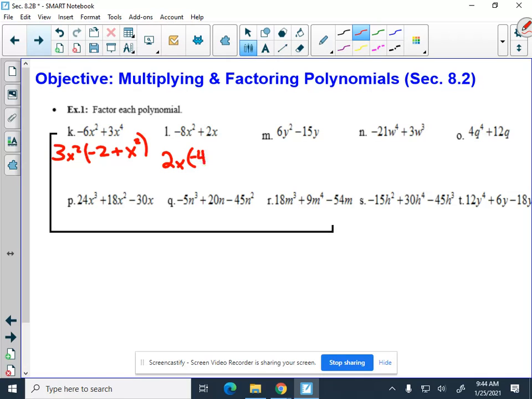2x times negative 4x would get me negative 8x squared. Plus 1, 2x times 1. A lot of times students forget that one. I'm going to give you 15 seconds to try the next one. See if you can figure out there is a number that will go into both 6 and 15. And then you can bring out at least one of the letters. So try that one. Go.